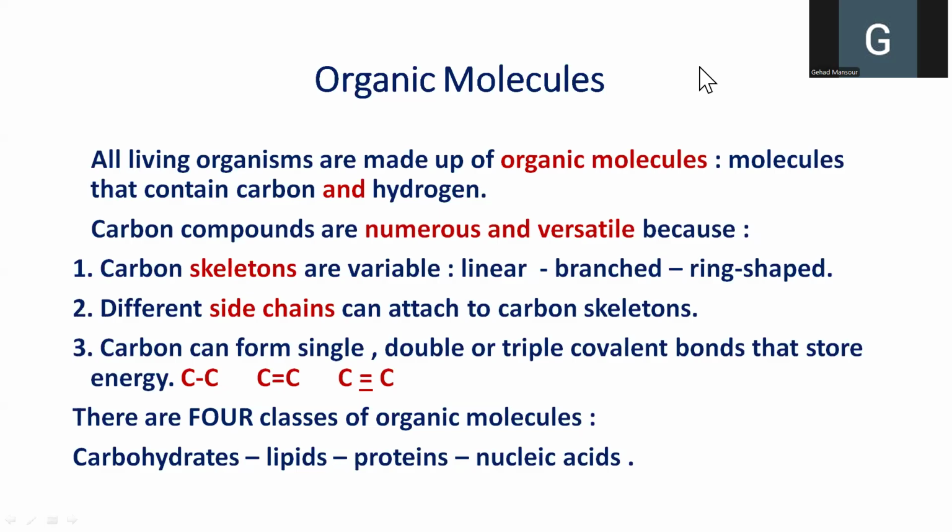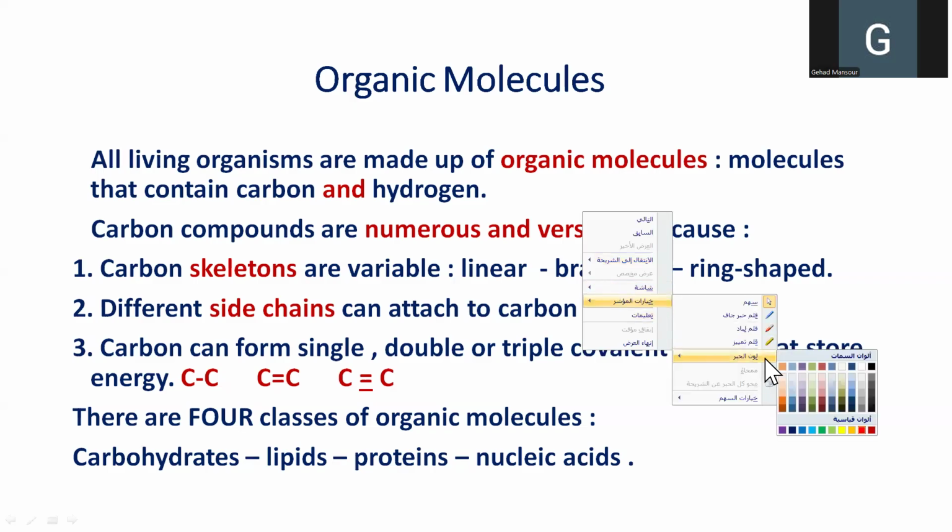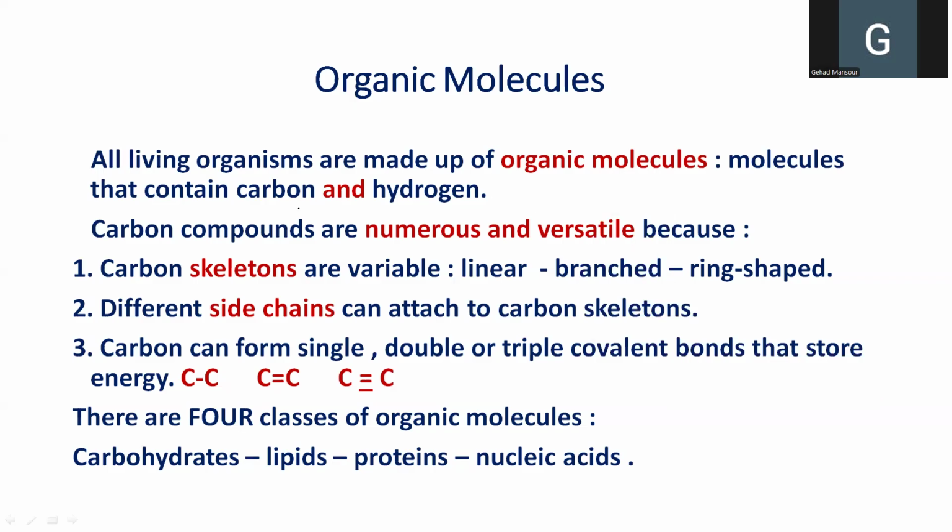Now, why are we interested in organic molecules? Because all living organisms are actually made up mainly of organic molecules. And as we know, an organic molecule is a molecule that must contain both carbon and hydrogen. And that's why we use "and" here. So it's not "and/or", but it is "and". So in order for any molecule to be an organic molecule, it should contain carbon and hydrogen.